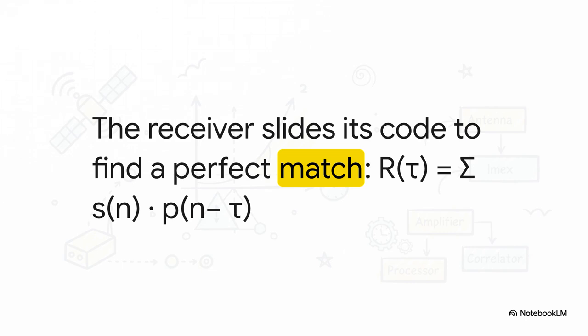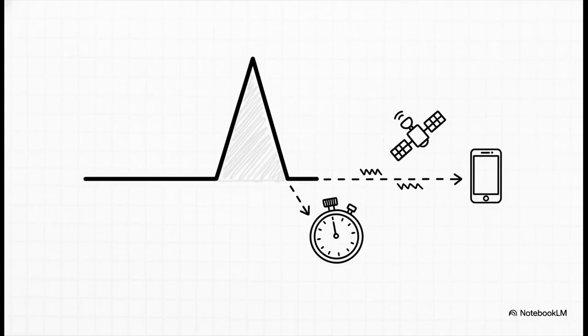What's so fascinating about this cross-correlation equation is that your device is taking the incoming signal, S of n, and multiplying it by a local replica that it generates internally, P of n minus tau. It essentially slides its own internally generated code over the incoming noise from space. It shifts the timing bit by bit, just constantly looking for a perfect mathematical match. And when it finds that match, boom, the equation yields this massive sharp peak. Finding this correlation peak is the magic moment.